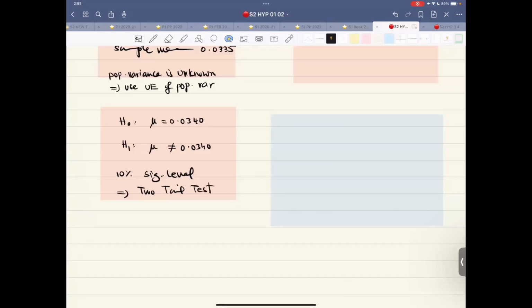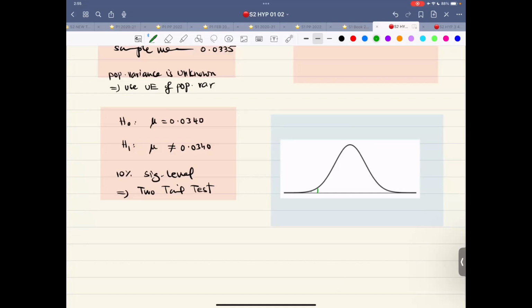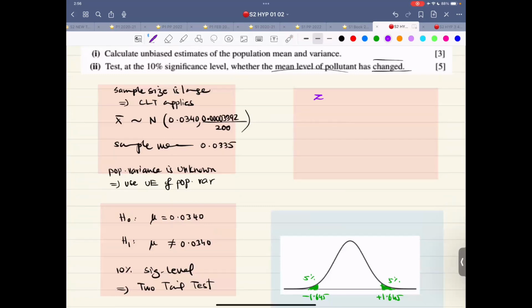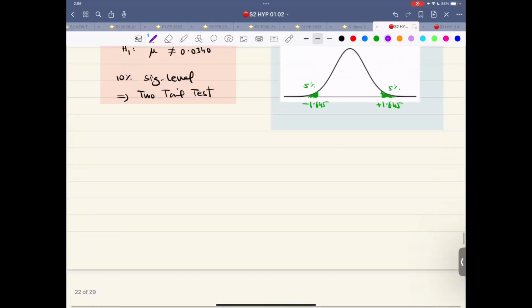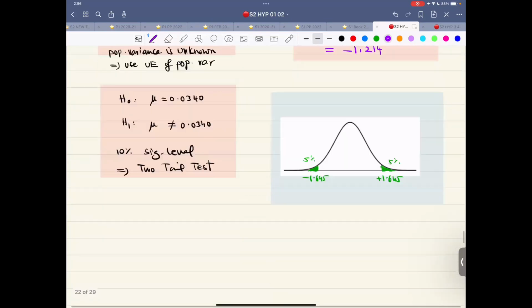And let me grab that normal distribution table and place it over here. Over here, let me write 5% at this corner, 5% at that corner. Therefore, the Z values are negative 1.645 and positive 1.645. We read the table for 95% and then apply it to both sides. Now, the calculation that needs to be done: Z is X bar minus mu over the square root of sigma square over N. That is X bar, 0.0335 minus 0.0340, divided by the square root of 0.0000339 over 200. Don't forget the square root. Simplify and use the mark scheme. So this value is coming out to be negative 1.214.